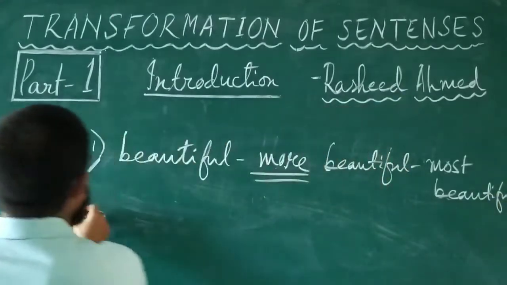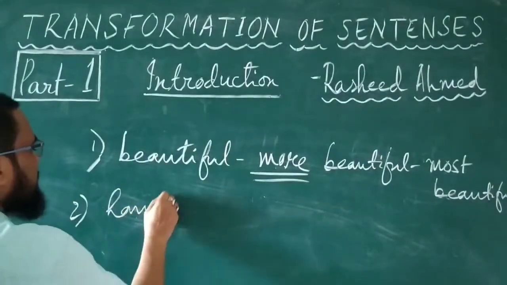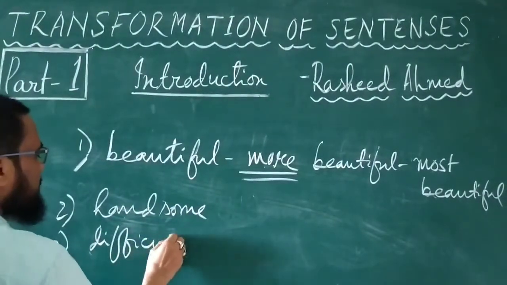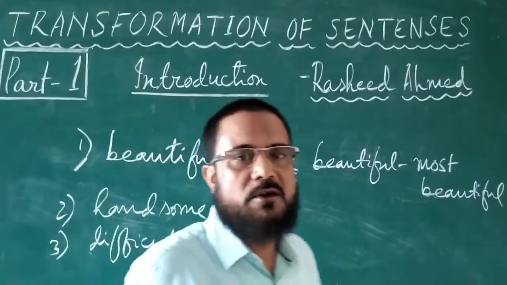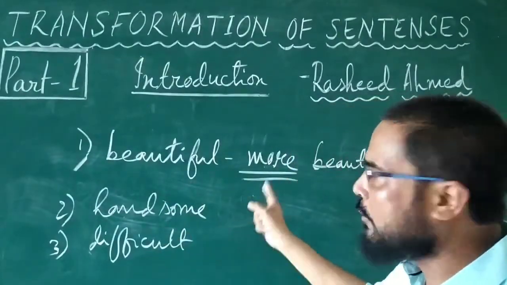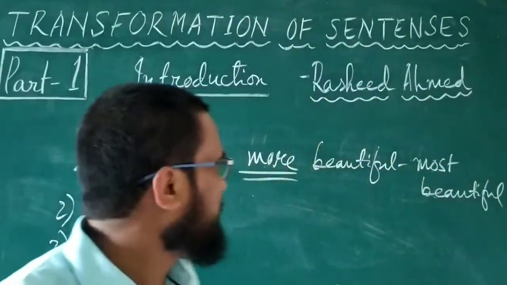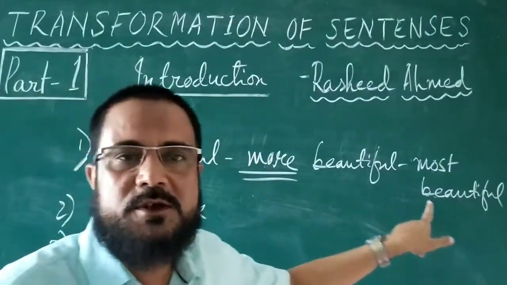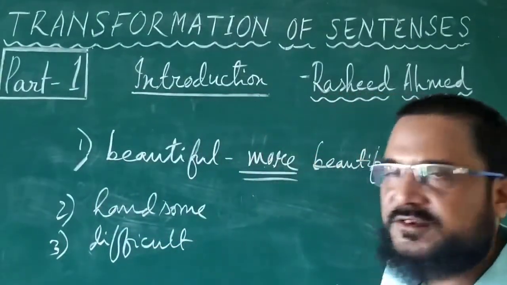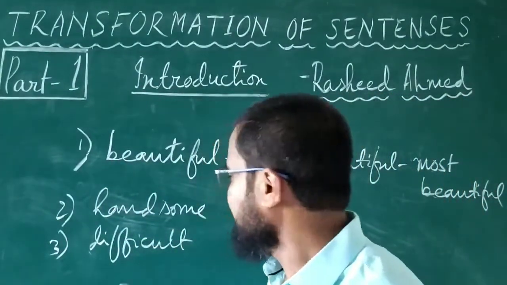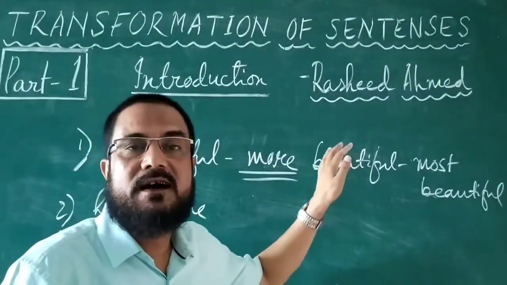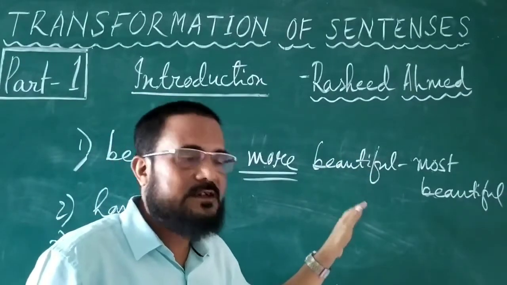The same is the case with handsome. The same is the case with difficult. For these words, you are not to change the original word, you are not to add anything to the word itself, the word will remain the same. You will add more before the word, and then it will become a comparative degree. You will add the word most before the word, it will become a superlative degree. Beautiful, more beautiful, most beautiful. Handsome, more handsome, most handsome. Difficult, more difficult, most difficult. This is the second way of changing the adjective from one degree to another.